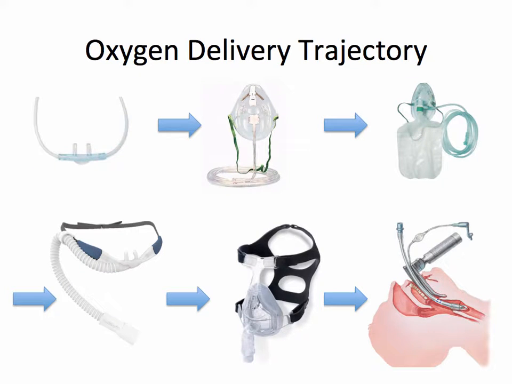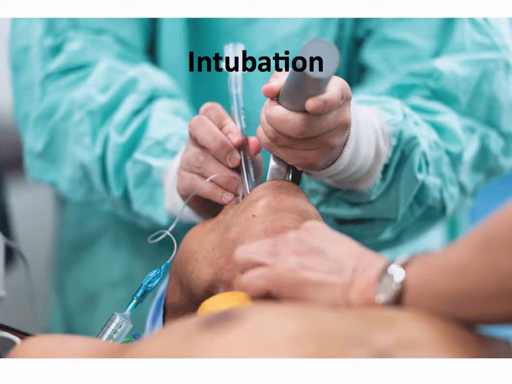To begin, let's briefly review the oxygen delivery trajectory. We always try to begin with a simple nasal cannula. We would then move to a face mask, and then attempt a non-rebreather. Next, we would try our non-invasive positive pressure ventilation methods, including high-flow nasal cannula, CPAP, and BiPAP. When these mechanisms fail or are inappropriate to the situation, intubation is required.